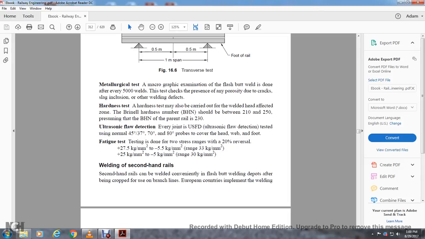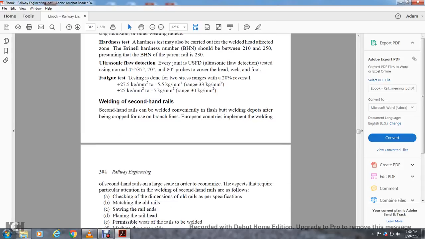Welding second-hand rails. Second-hand rails can be welded conveniently at flash butt welding depots. Railways of European countries implement the welding of second-hand rails on a large scale in order to economize the cost of the rail. Particular attention in welding second-hand rails is as follows.